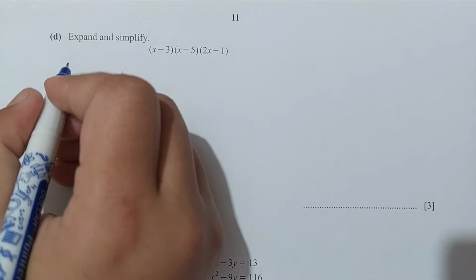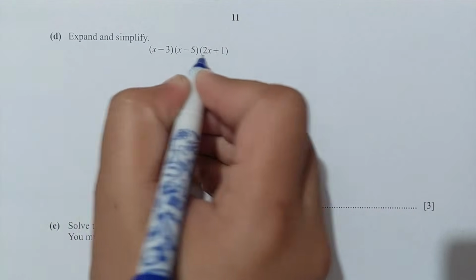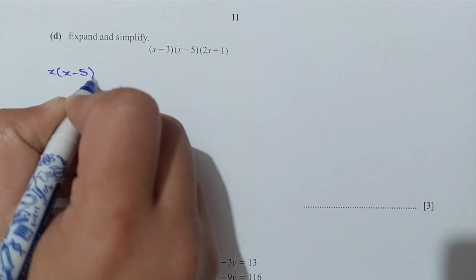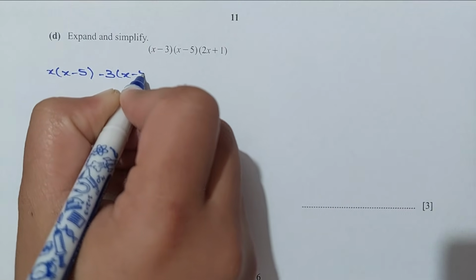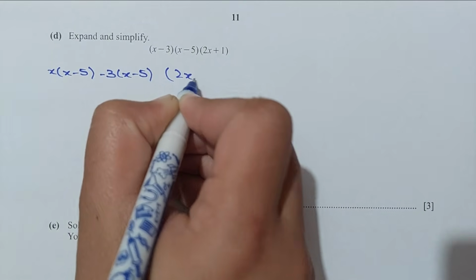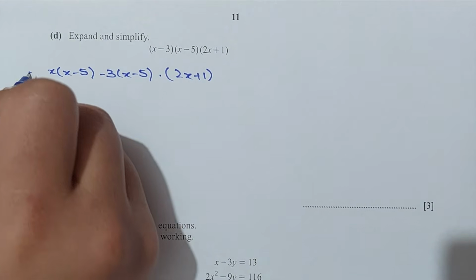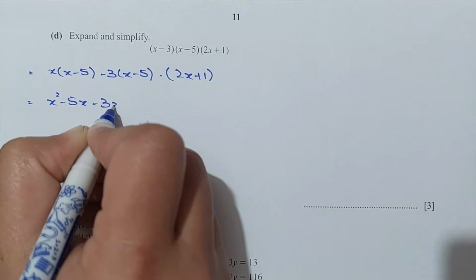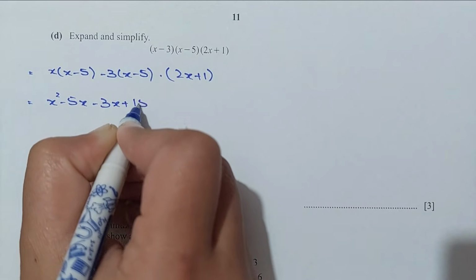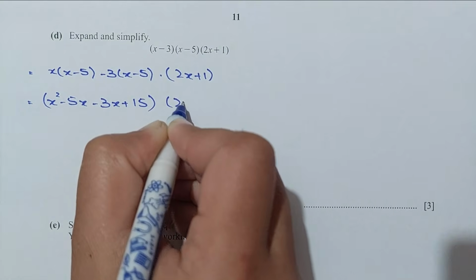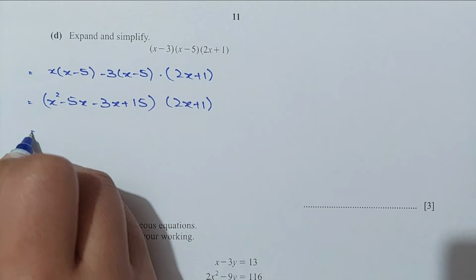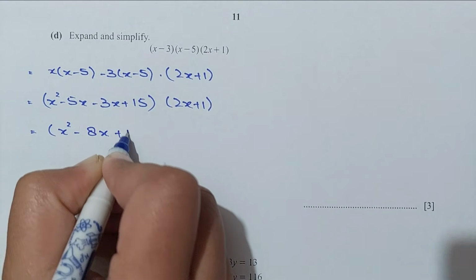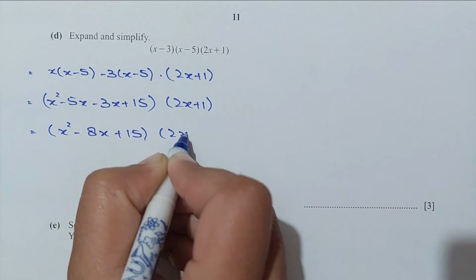Now for part D, expand and simplify. So let's expand the first two, x with x minus 5 and negative 3 with x minus 5. And the last bracket 2x plus 1 stays the same. This is x squared minus 5x minus 3x and plus 3 times 5 is 15. This with 2x plus 1. This would be x squared, 5, 6, 7, 8, minus 8x plus 15 with 2x plus 1.